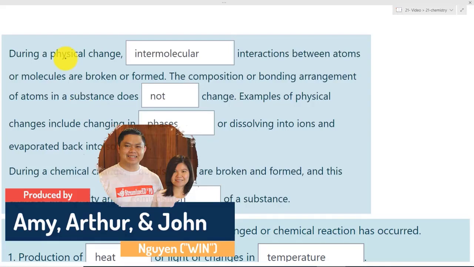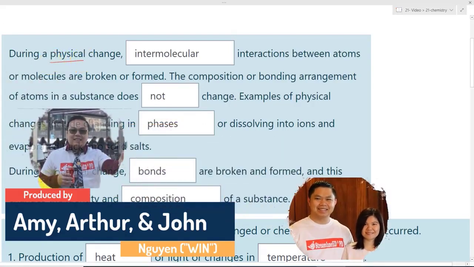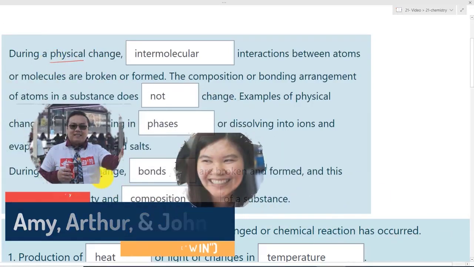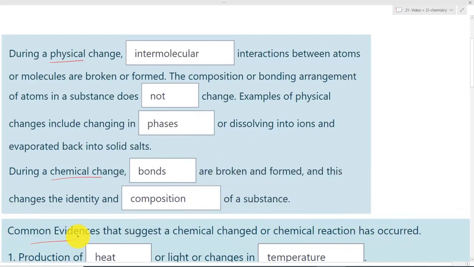In this lesson, we are going to look at physical change and chemical change, and then we are going to look at evidence of chemical changes. Well, first of all, what is a physical change? A physical change is not the same thing as chemical change.